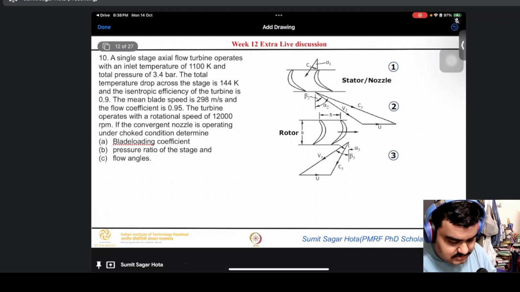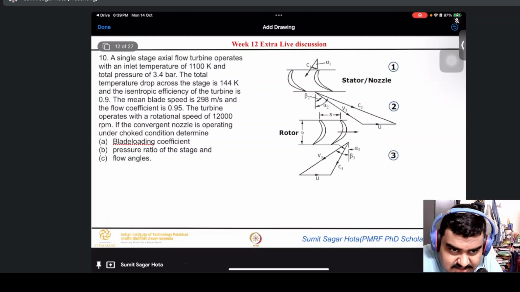Now the problems start. The first problem: a single stage axial flow turbine operates with an inlet temperature of 1100 Kelvin and a total pressure of 3.4 bar. The total temperature drop across the stage is 144 Kelvin and the isentropic efficiency of the turbine is 0.9. The mean blade speed is 298 meter per second and the flow coefficient is 0.95. The turbine operates with a rotational speed of 12,000 rpm. If the convergent nozzle is operating under choked condition, determine the blade loading coefficient, pressure ratio of the stage and flow angles.